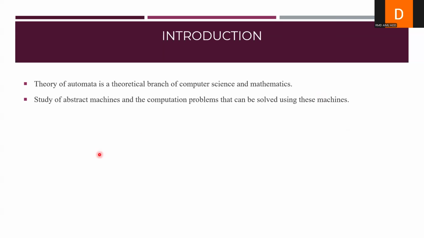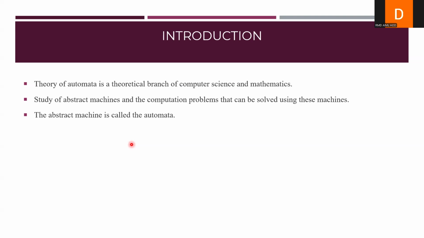So this subject, that is the theory of automata, will help us to study abstract machines and the problems that you can solve using these abstract machines. And to extend it further, what is meant by this abstract machine? This abstract machine is otherwise called the automata. When you have a number of abstract machines, you call them automata. When it is a single abstract machine, you call it an automaton.